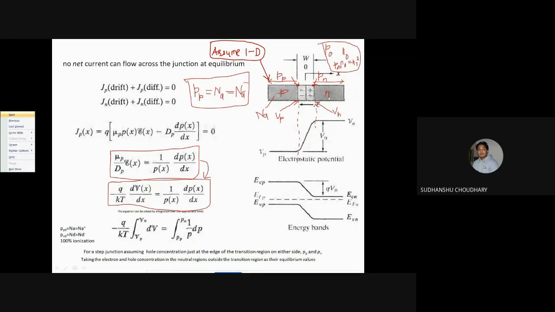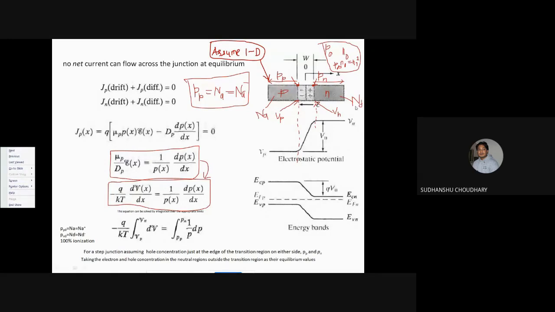Similarly, the equilibrium electron concentration in an n-type semiconductor will be equal to Nd, which is the donor concentration in an n-type semiconductor. So n-type is created by doping it with donor impurities.